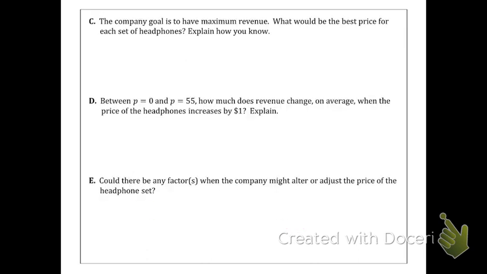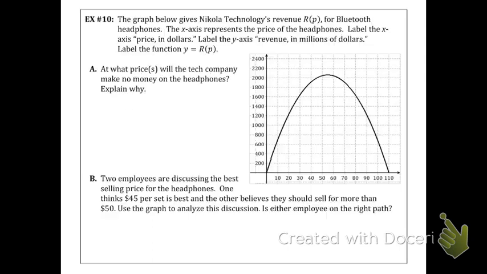All right, C says the company goal is to have a maximum revenue. What would be the best price for each set of headphones, and explain how you know. All right, so I'm going to go back. It says the company goal is to have the maximum revenue. What price would be the best price for each set of headphones? Well, if I want the maximum amount, that's like right here. Which if I trace this down, so it's not exactly straight, but that would be right about there. So that's about, what, $55?